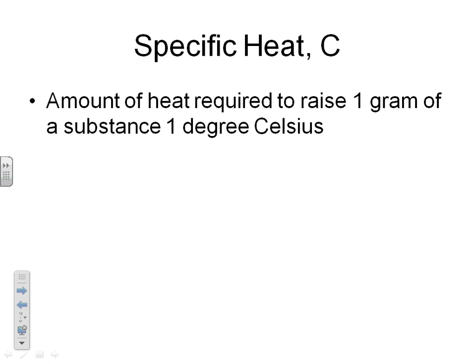The definition of specific heat: it's a constant. The amount of heat required to raise 1 gram of a substance 1 degree Celsius. It's a constant for any substance. It does not change based on how much of the substance you have. It's pretty set in stone. It's something that you can look up on your reference table. There's a section of your reference table that lists some specific heats. You can also look it up in other reference materials.